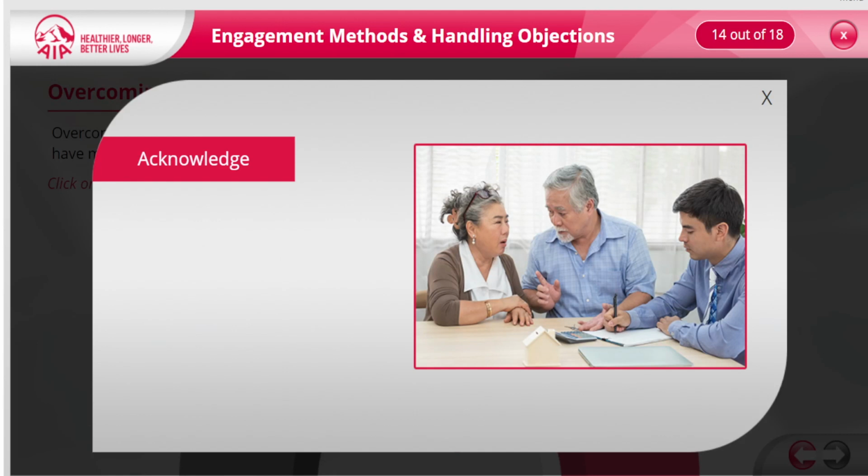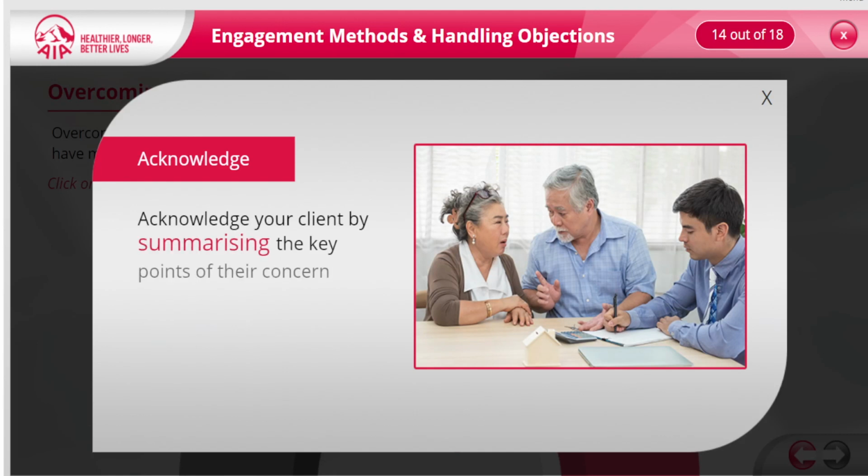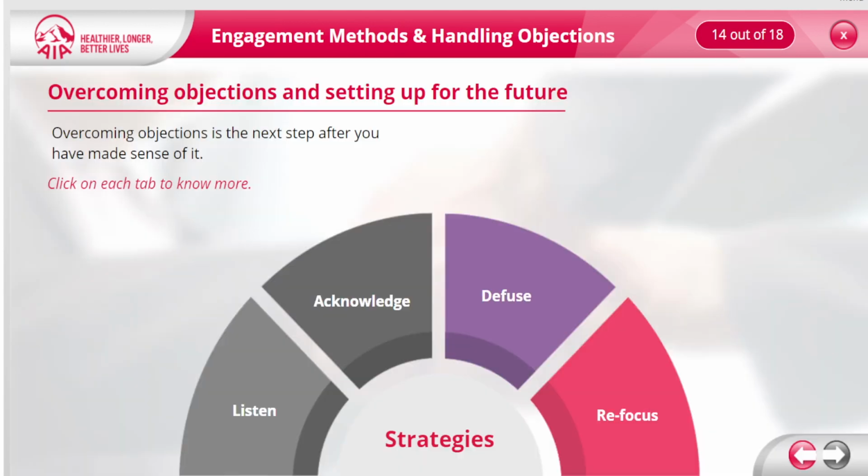The second tool is Acknowledge. Acknowledge your client by summarizing the key points of their concern. Show understanding without validating or arguing. Empathy plays a part. It will help you with bringing the client's guard down.